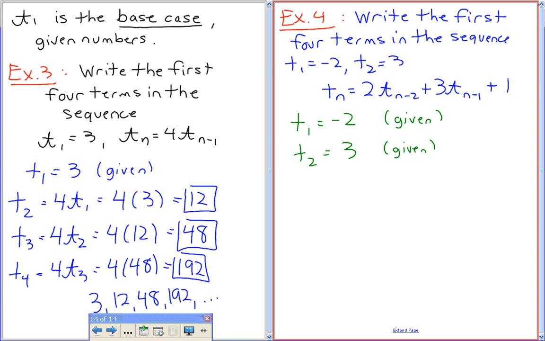Lucy, continue. What's T3 going to be? T3 is 2T(3-2) plus 3T(3-1) plus 1, which is 2T1 plus 3T2 plus 1, so negative 2 times 2. That's good. What you said correctly was n was 3, so n minus 2 is just 1, so change to 2T1. N is going to be 3 for the next one, so 3 minus 1 is 2.